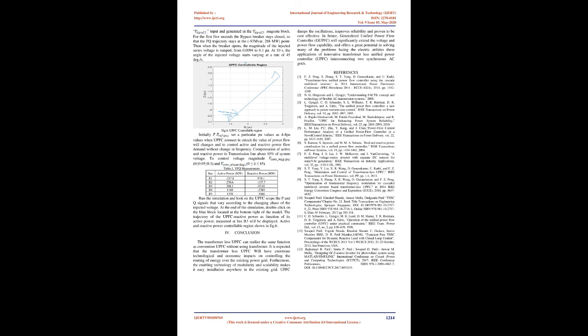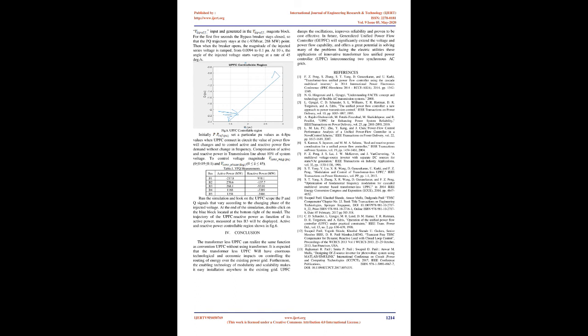For the first 5 seconds the bypass breaker stays closed, so that the PQ trajectory stays at the -93 MVAR, 268 MW point. Then when the breaker opens, the magnitude of the injected series voltage is ramped from 0.0094 to 0.1 pu. At 10 s, the angle of the injected voltage starts varying at a rate of 45 degrees/s.